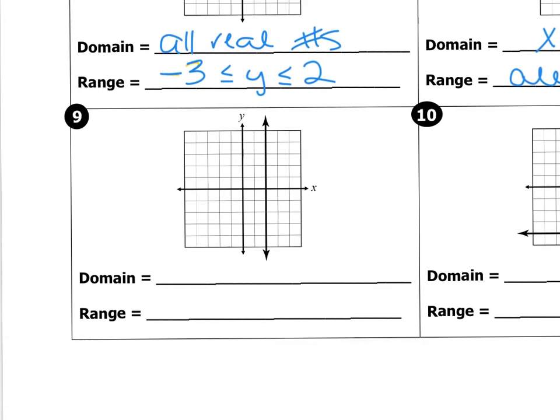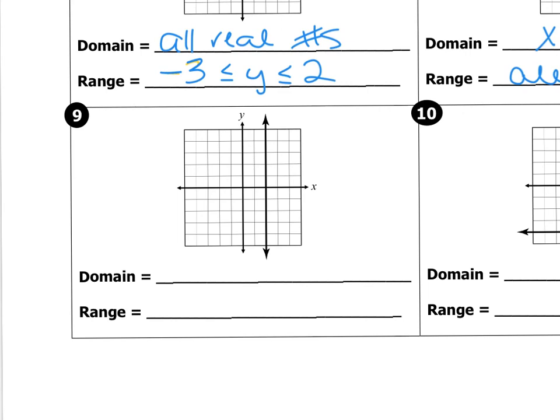And then if we look at number 9, we just have a vertical line here. So our domain is actually going to stay. It doesn't go left or right here. So our domain is x equals 2. It doesn't go left or right. Our range, however, goes forever up and down. So that's all real numbers.